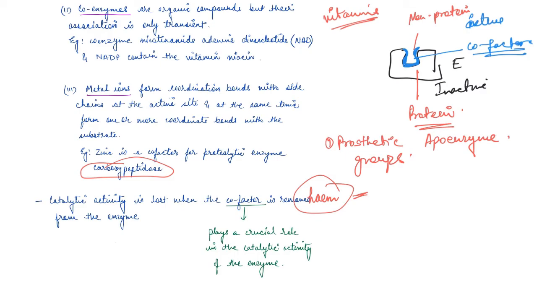So basically, guys, remember that in these cases where the enzyme needs a cofactor, the catalytic activity of the enzyme is lost when the cofactor is removed from the enzyme. And this proves that coenzymes or cofactors or prosthetic groups or the metal ions, where they are needed, play a very, very crucial role in the catalytic activity of the enzyme. So guys, with this we have finished the topic of enzymes as well, and with this we have finished the 9th chapter, which is biomolecules.